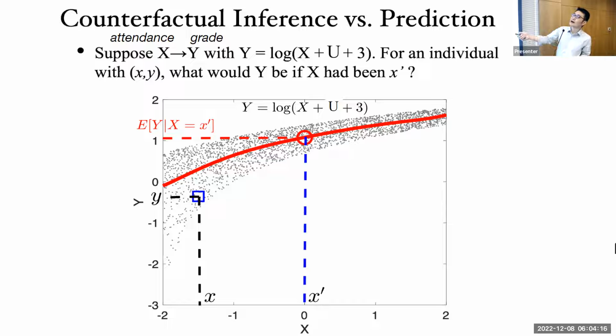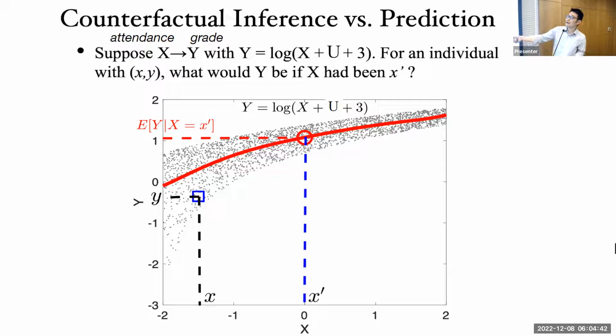Here, let me give a more abstract example. Suppose we know X causes Y. So for instance, X is the attendance and Y is the final grade for a student. And we know that we have so many data points. We even know the causal model: Y equals log X plus U plus 3. U is noise, is an unobserved, hidden thing. So we can see the distribution here.